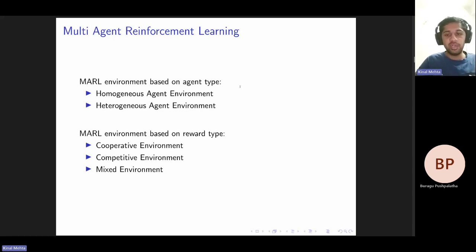So they have some individual reward to maximize, and that can be achieved only through some form of cooperation that they perform. So those are mixed kind of environments.